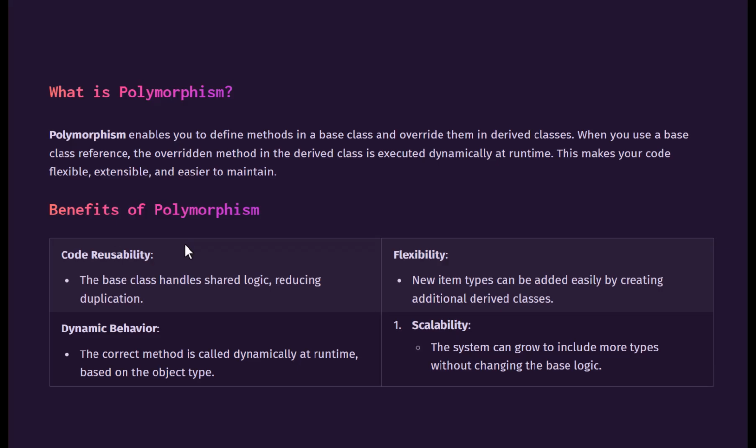So let's get back to the benefits of polymorphism. We can say code reusability: the base class handles shared logic, reducing duplication. It's flexibility: it's easy to add a new payment method by creating additional derived classes. It's dynamic behavior, because the correct method is called dynamically at runtime based on the object type. And definitely it's scalability, because the system can grow without modifying the existing code.